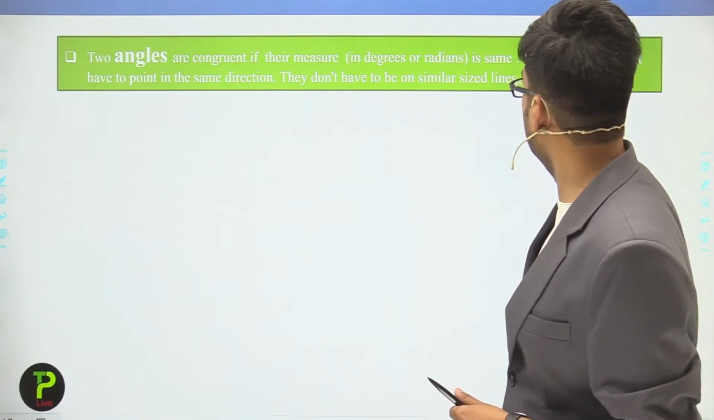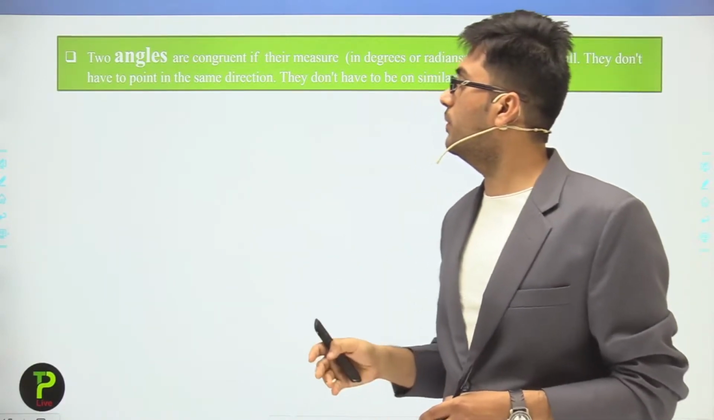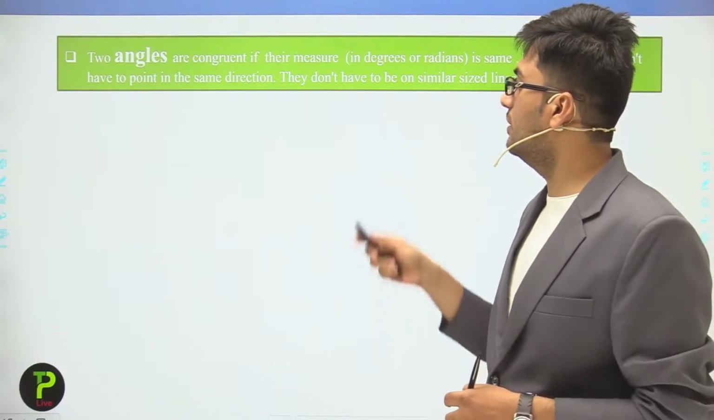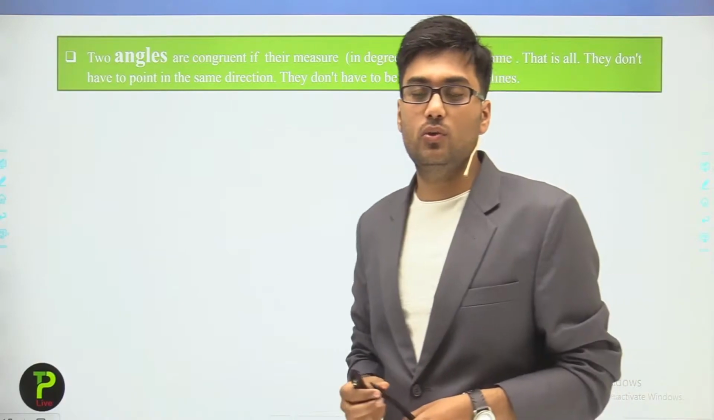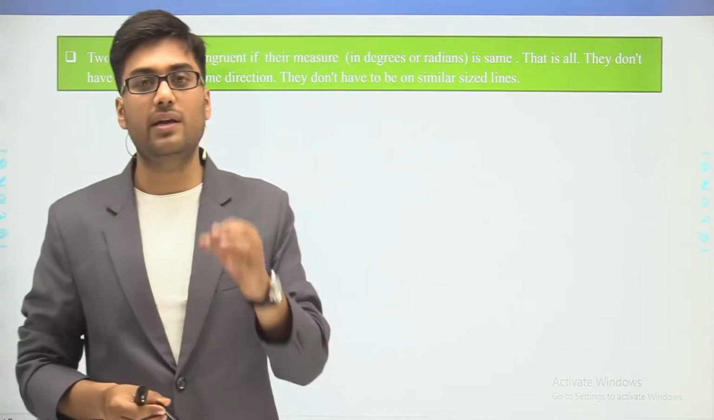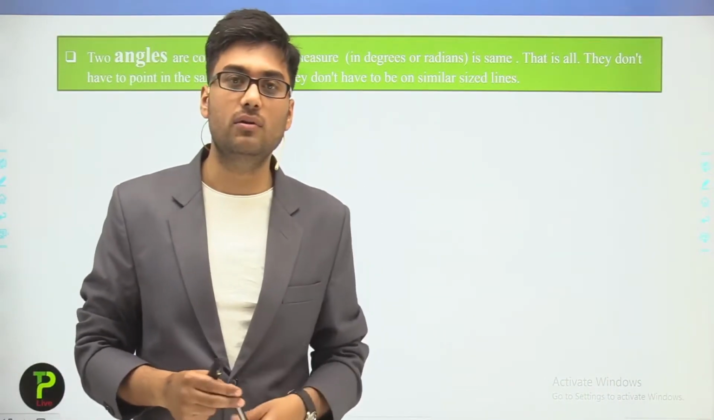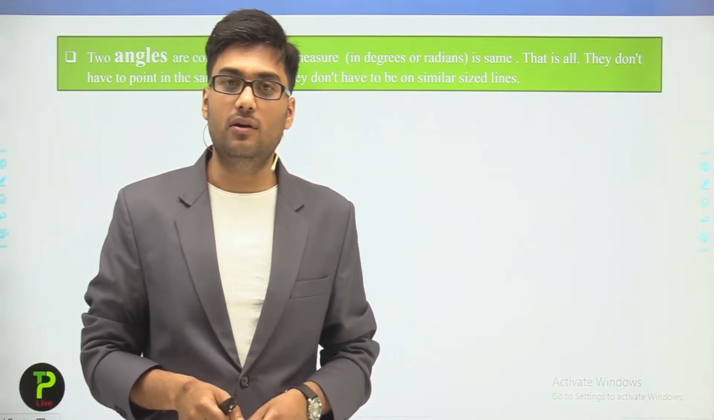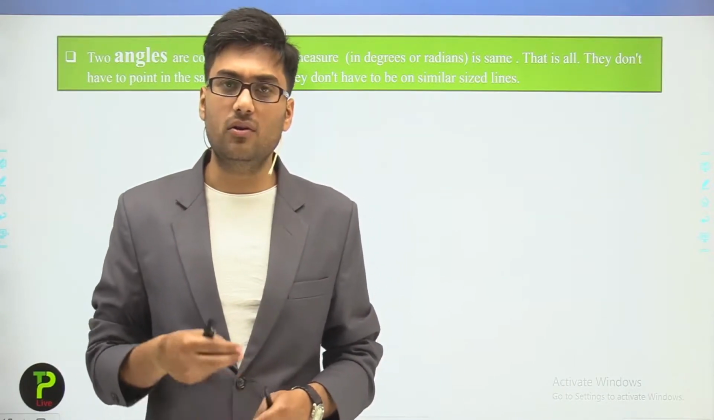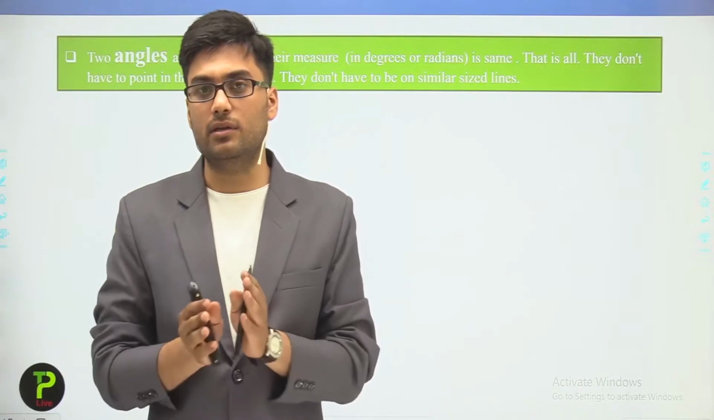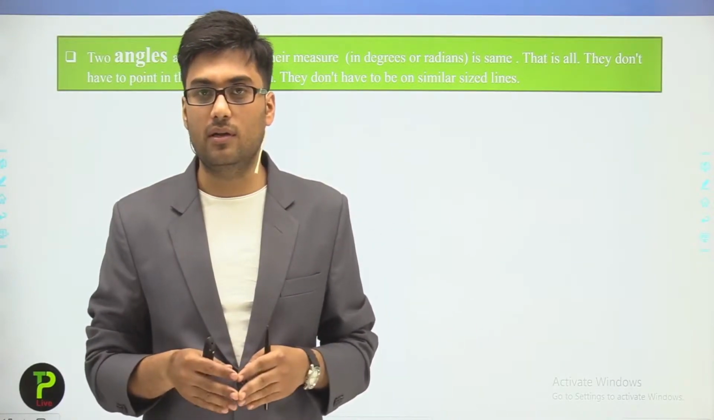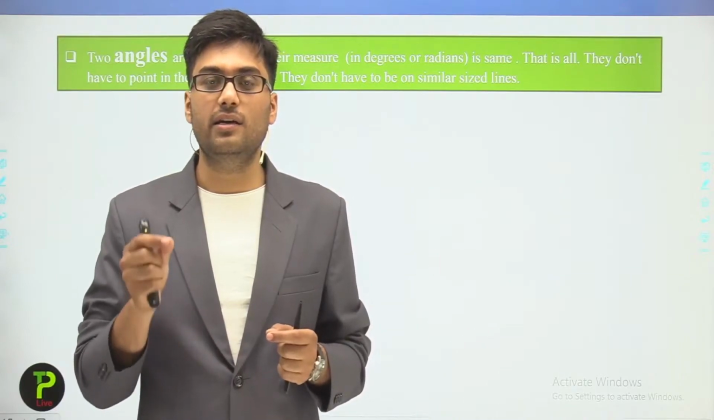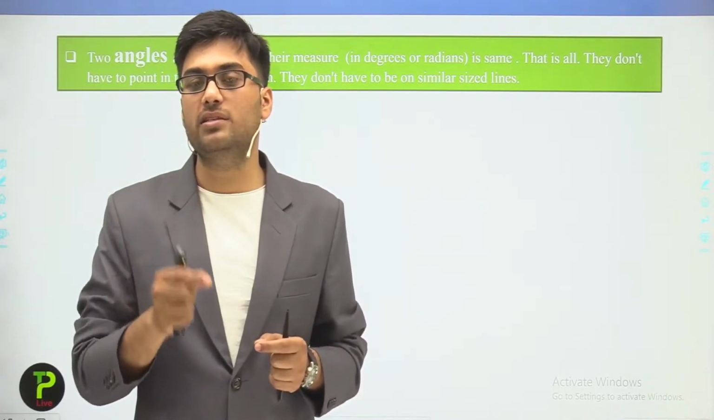That do not have to point in the same direction, that don't have to be in a similar size line. Students, two angles are congruent if and only if they have the same degree measure or the same radian measure. It is not necessary that the rays are in the same direction or the length of the rays is equal. It is only required that the measure of the angle is equal.